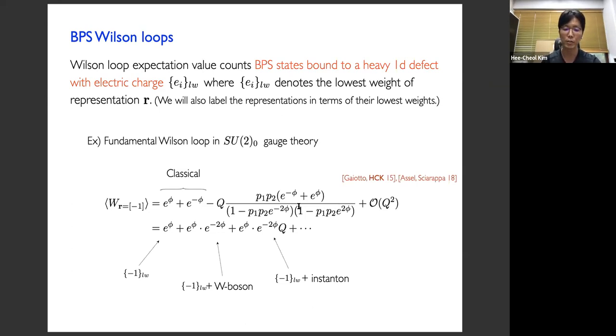And we can further expand this Wilson expectation value in terms of the Coulomb branch parameter, and we have this expression. As you see, you can interpret each term in this Wilson expectation value as the terms coming from the bound state to this lowest weight state, corresponding to this 1D heavy defect. So this first term is the lowest weight state, and the second term is the bound state of the bulk W boson with charge +2 with this lowest weight state. And the third term is the instantonic bound state to the lowest weight state, and so on.